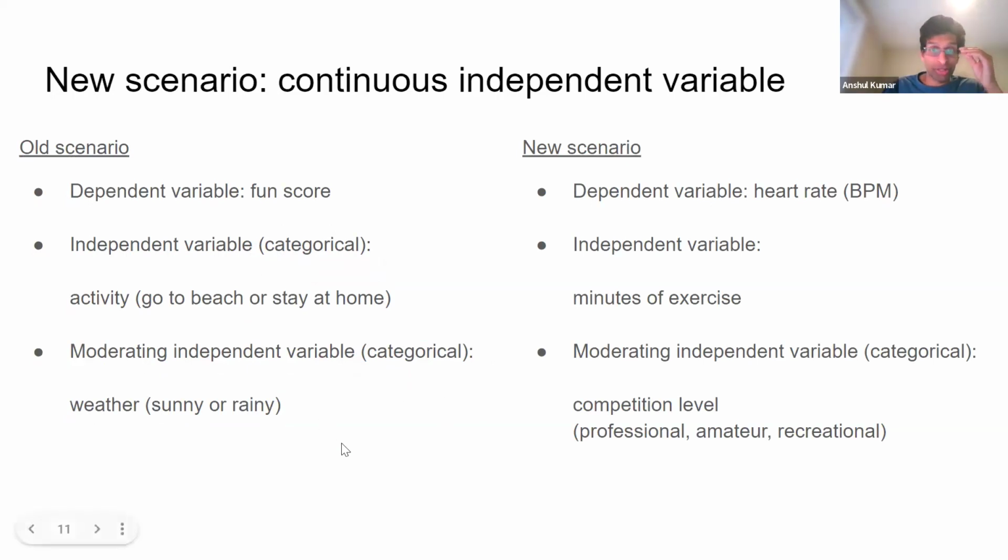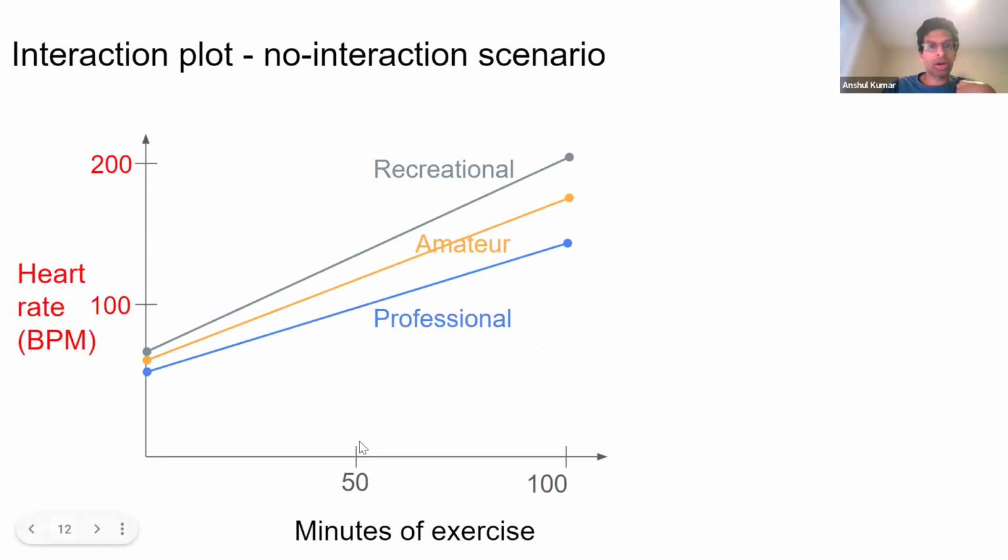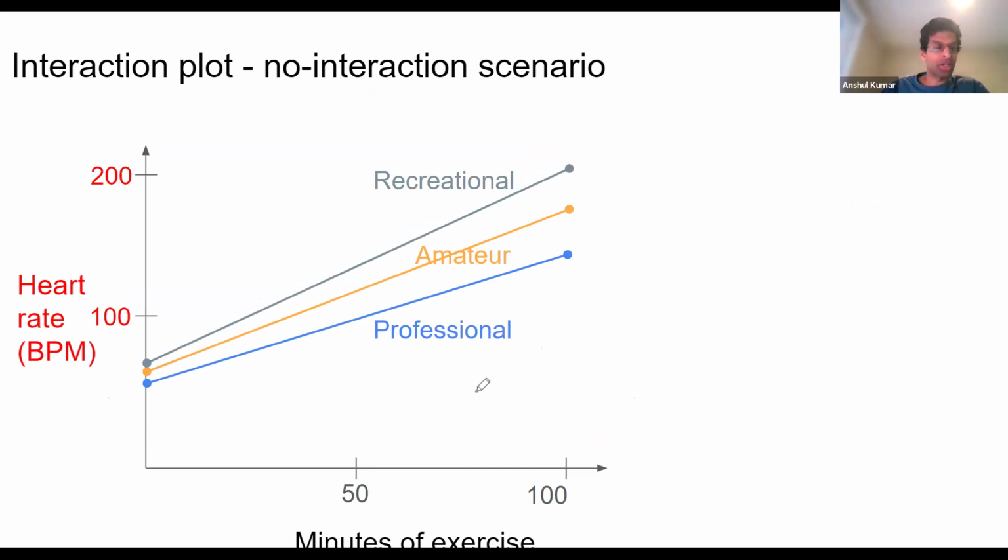And so we won't go fully through this scenario, but we'll just show that, look, it's possible to show this as well on an interaction plot. So here on the x-axis, we have the time you've spent doing exercise, and we see how people's heart rate changes as they do more and more exercise. We see that professional athletes, their heart rate does not go up as much. They all start around the same level when they're at 0 minutes of exercise.